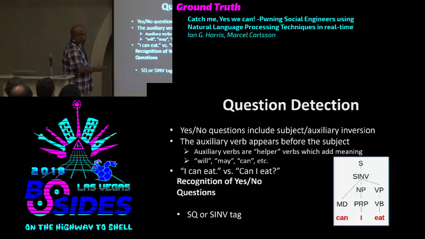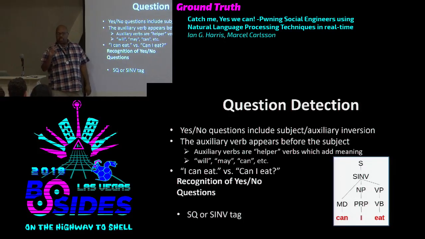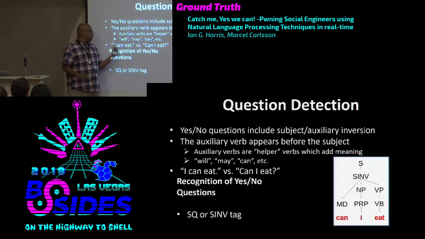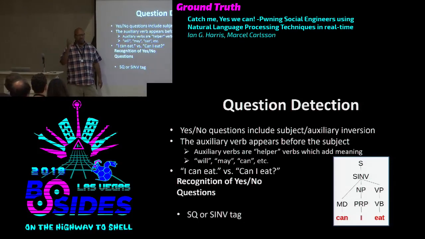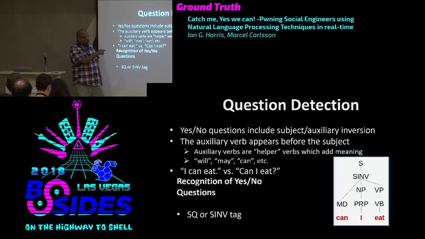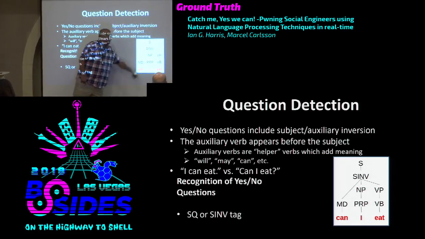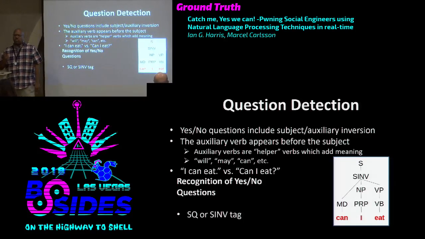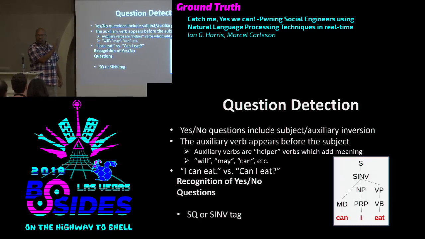Now this is a question, and notice, say I compare can I eat to I can eat. One way to make questions in English is you swap the subject and the modal, right? So can I instead of I can. Actually, same in French and a bunch of other languages. But that's one way you can detect the question. Actually the parser does this for us. This SINV tag stands for subject invert. If you see it in the sentence, you know that this is a yes-no question where they inverted the subject and the modal. So this is given to us for free.